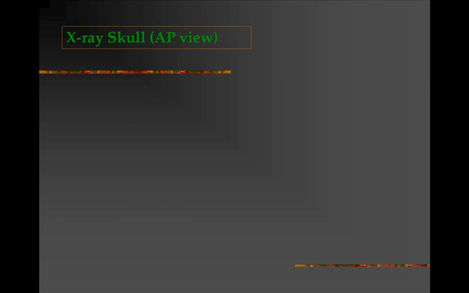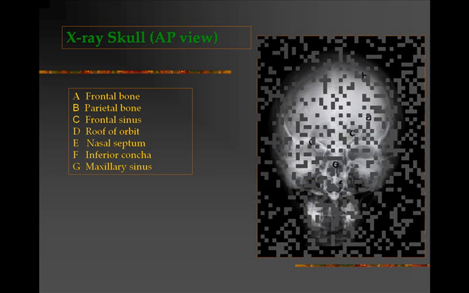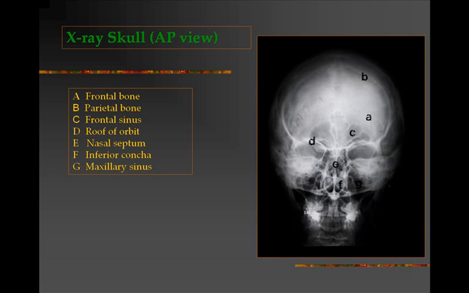Here we have an X-ray of the skull seen in an AP view. Note again several overlapping bony structures. We note here the roof of the orbit seen on the right side of the skull and a similar bony structure seen on the left side of the skull. Superior to this we see the frontal air sinus on both sides.